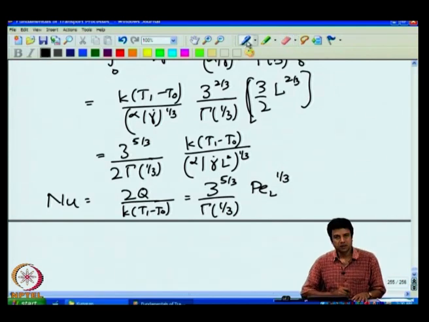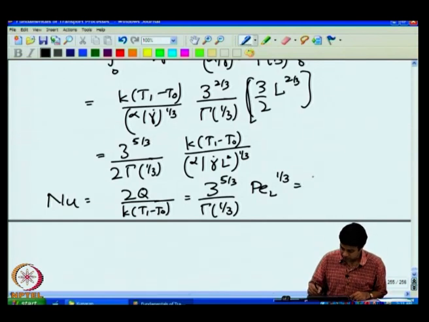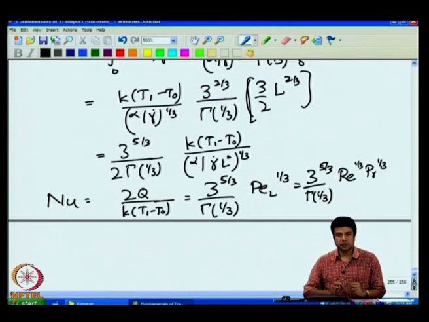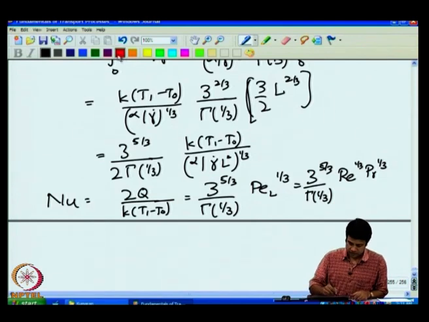So, this gives us the Nusselt number versus Peclet number correlation for the heat transfer from a flat plate. When I discussed this initially, when we looked at correlations for different situations, I told you that the Nusselt number goes as the Peclet number to the 1/3 power. This is basically 3 to the power 5/3 by Gamma of 1/3 times Reynolds number to the 1/3 times Prandtl number to the 1/3, because the Peclet number is the product of the Reynolds number and the Prandtl number. So, this is the correlation for the heat transfer from a flat plate.